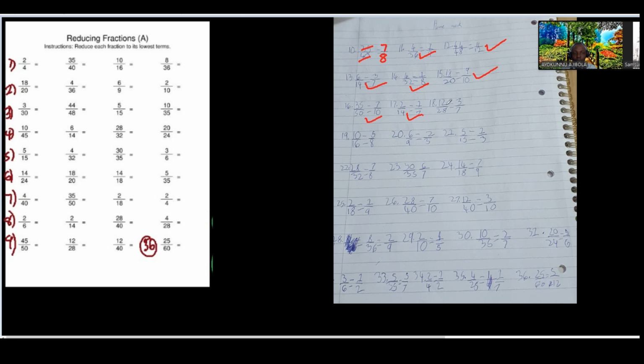Then we have 12 over 28. We can use 4. 4 in 12 gives us 3, and 4 in 28 gives us 7. That's correct. Then the next one says 10 over 16. For 10 over 16, 2 can divide them. That's 5 over 8. Then the next one, 6 over 9. 3 can divide them. That's 2 over 3.